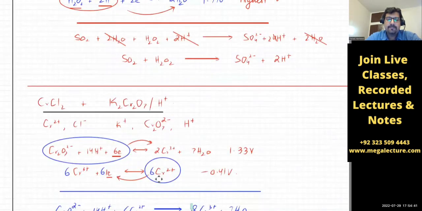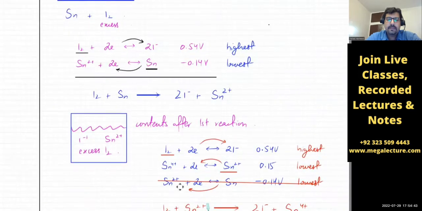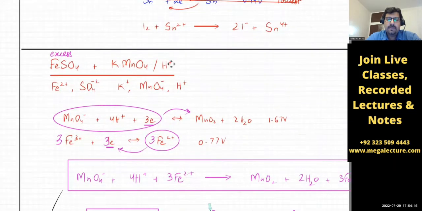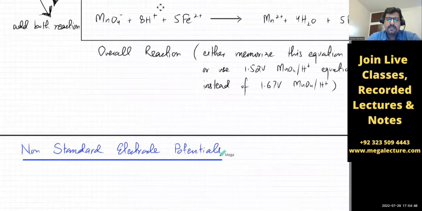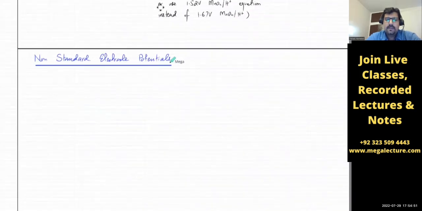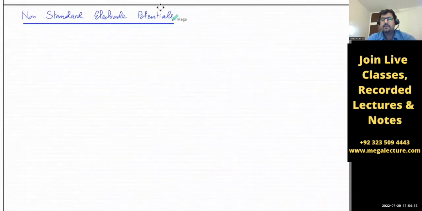So anyways, I'm going to do another thing, which is non-standard electrode potential. So right now, a non-standard electrode potential is simply E. Okay, it's the electrode. It's not E naught. वो जो not होता है ना, that's for standard conditions.